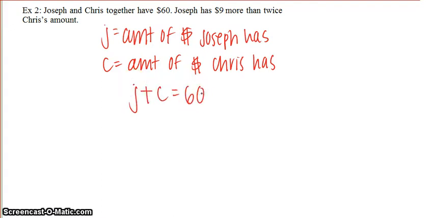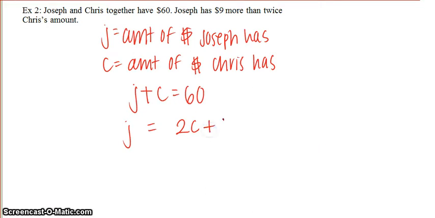I also know that Joseph has 9 more than twice Chris's amount. Okay, so I'm going to kind of write this out. So we need to do 2 times Chris's amount, and it says that Joseph has 9 more than that. So who is going to have more? Joseph is. So you either have to add 9 to the 2 times Chris's amount, or subtract 9 from Joseph.